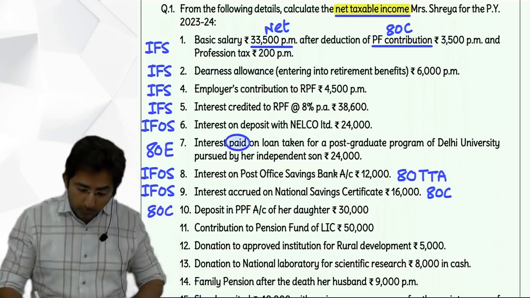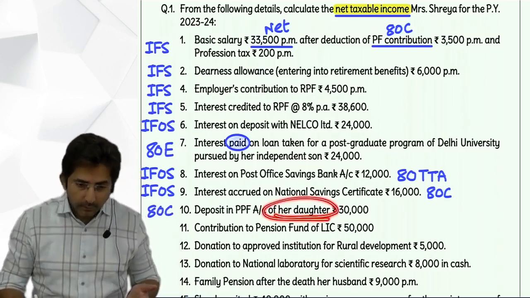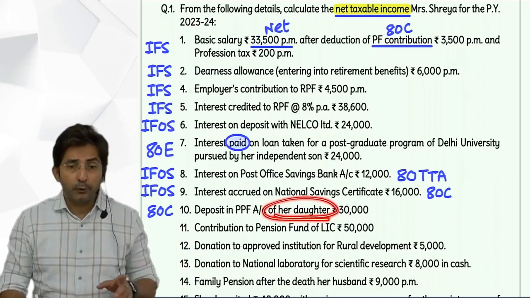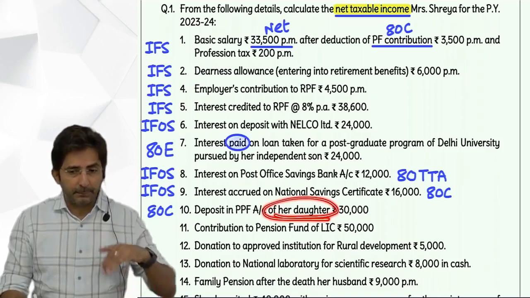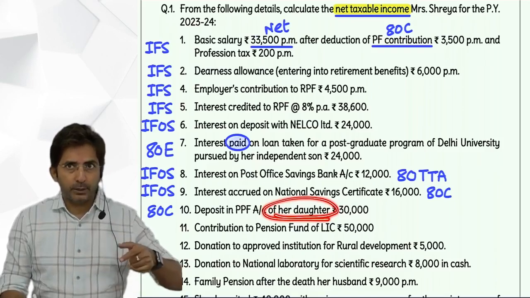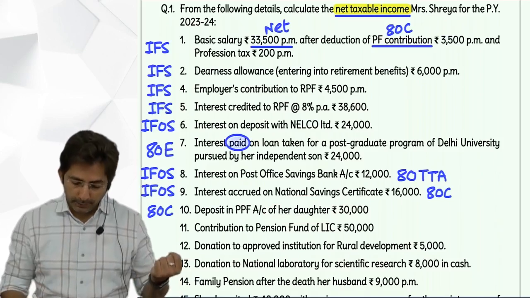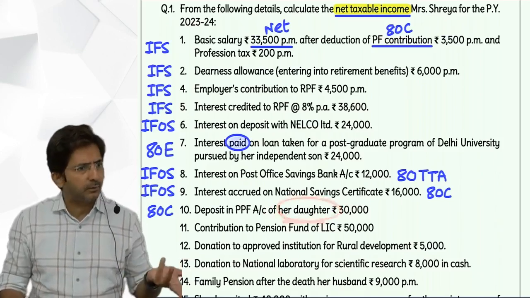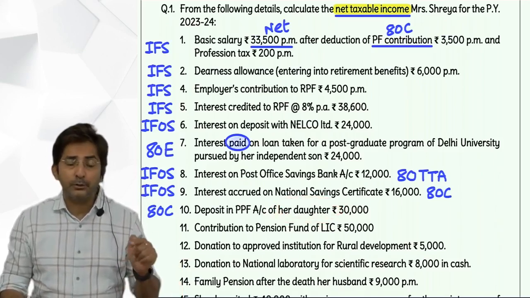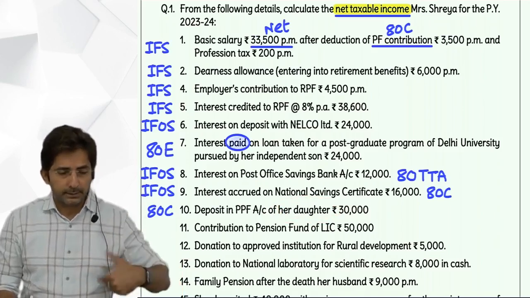But wait, it is for a daughter. Allowed. Because if you remember in ATC, in three places there are three kinds of people: life insurance, ULIP and PPF. It can be for assessee, spouse, children. So here daughter means children, so it's allowed. You remember or not, life insurance, ULIP and PPF can be for assessee, spouse or children.